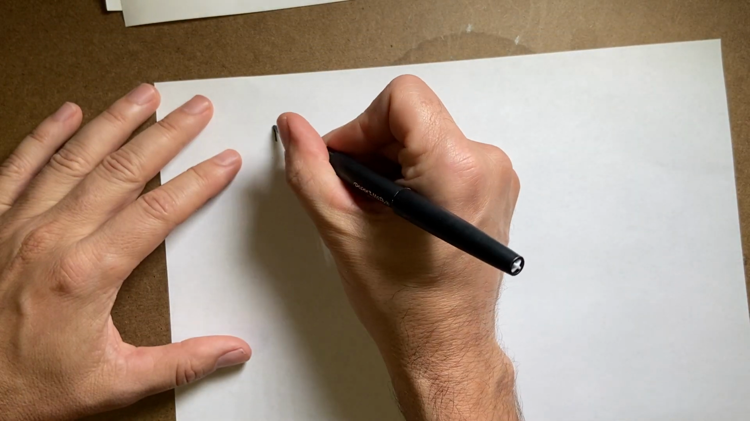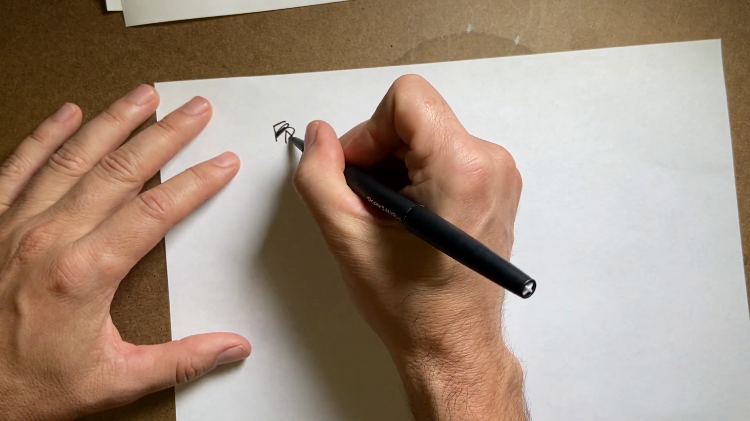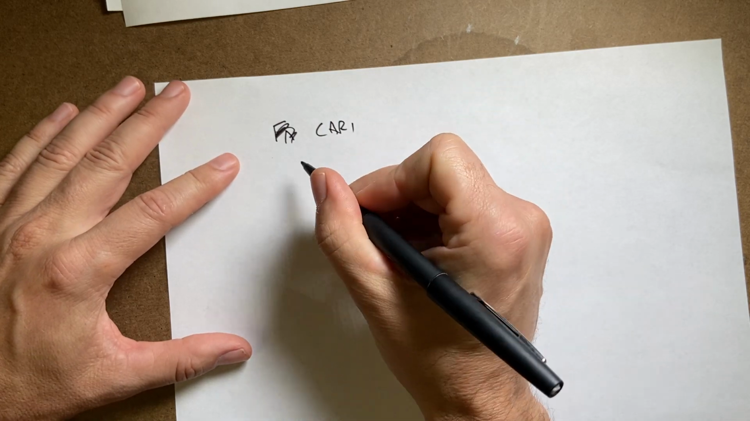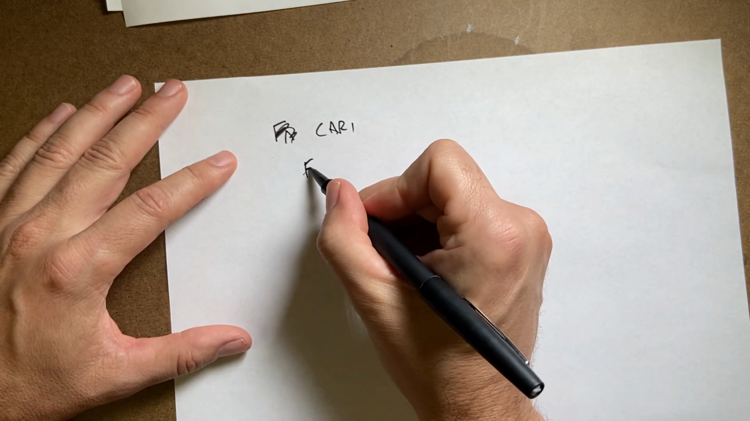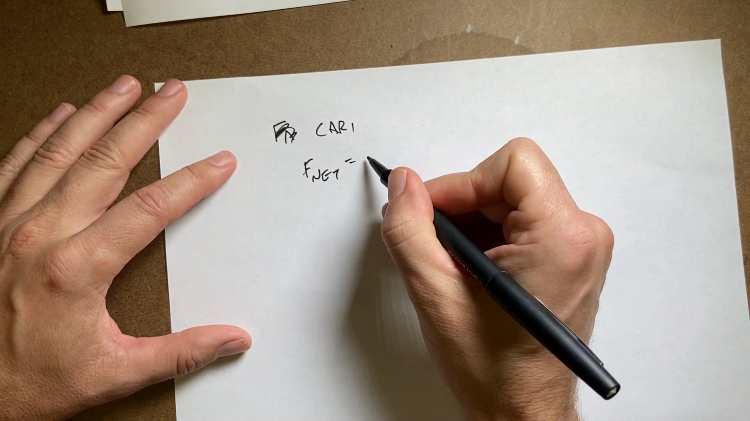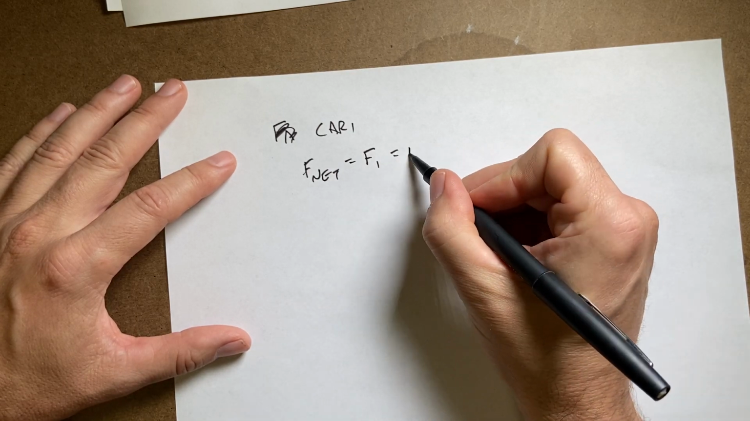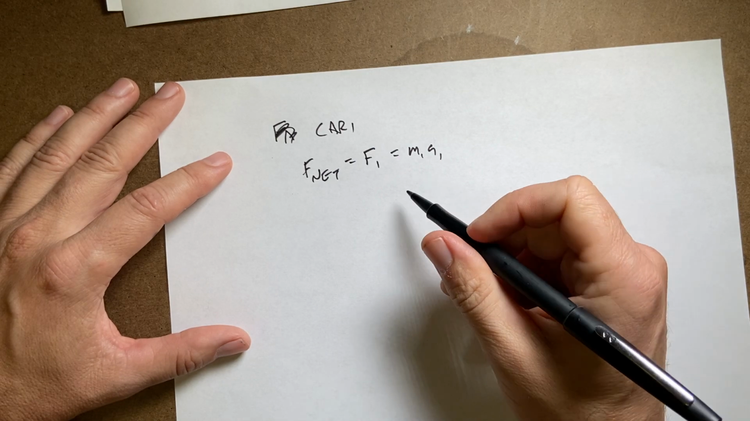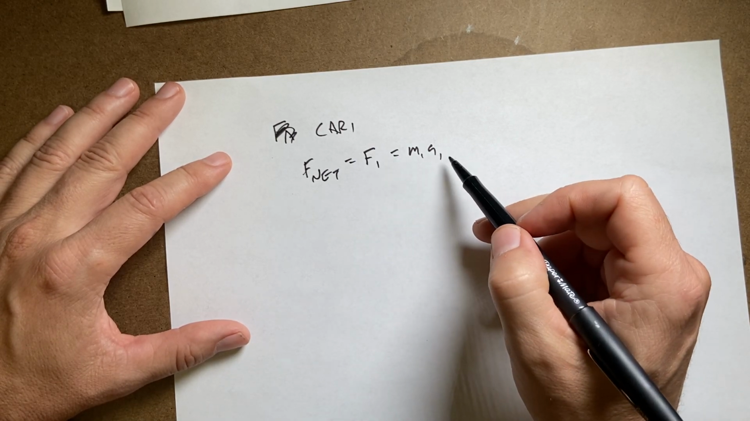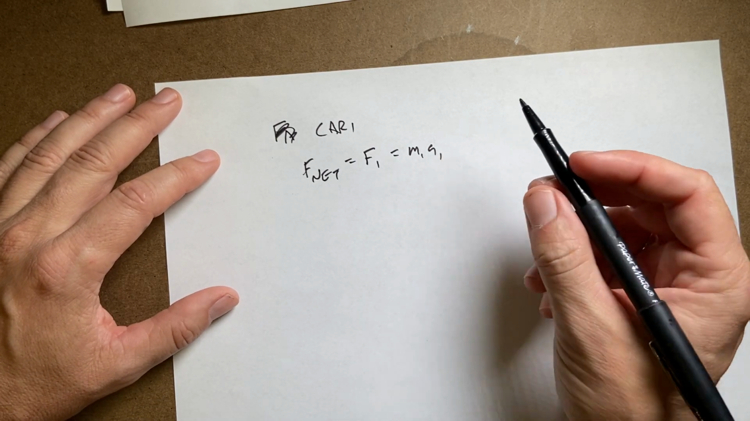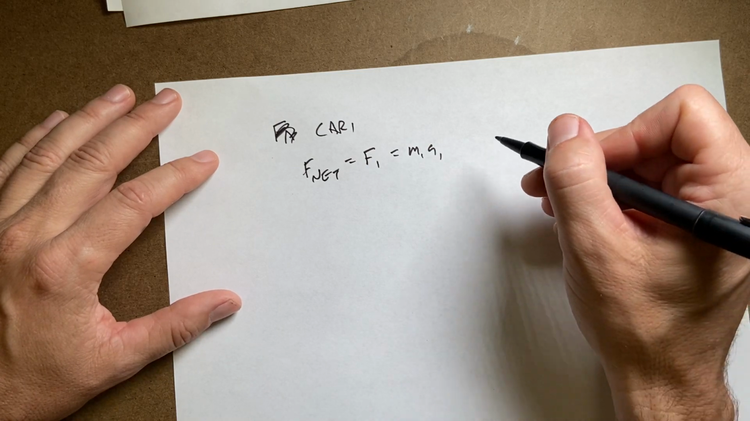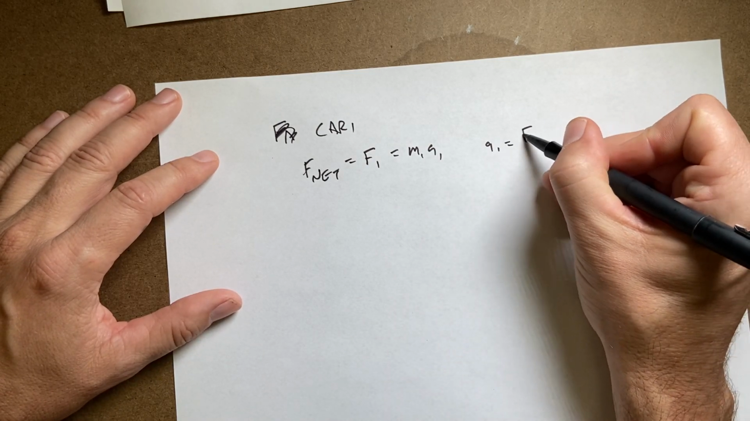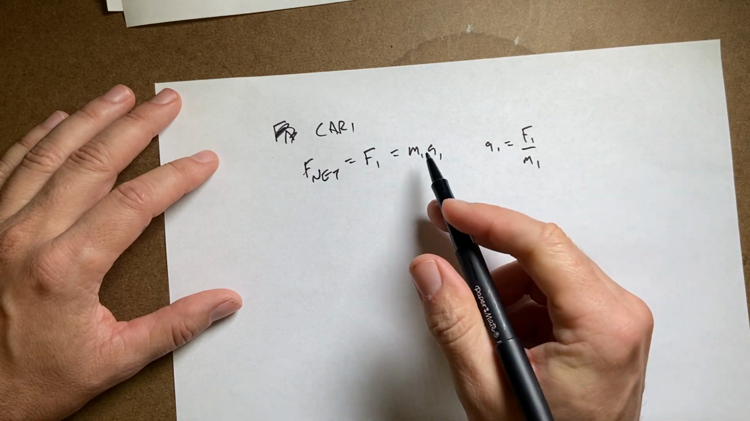Let's look at fan 1, car 1. In the x direction, I have F net equals F1 equals M1 A1. That's all I have. I know that force, I know that mass. I could actually find the acceleration if you want to. So A1 is going to be F1 over M1. I just solved for A1.